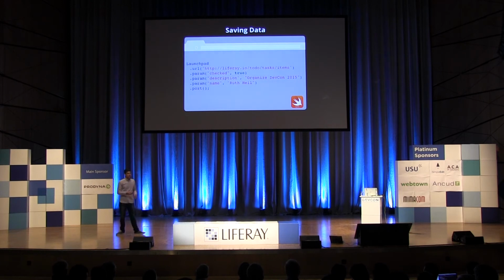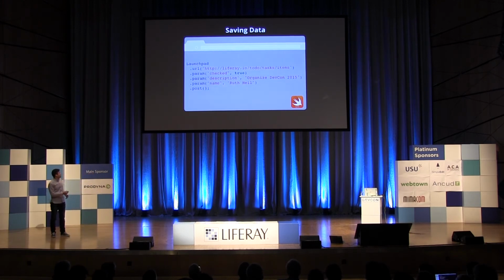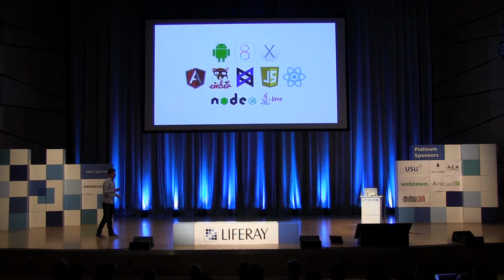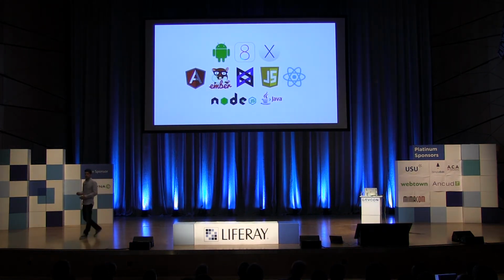After you are authenticated, in this example, we use Swift to describe. So you can call Launchpad, the URL. You can specify the parameters like a form. You are passing checked true, description, name. You are passing this very quickly, and then you say .post or .put, .patch. So the API is very fluent. And we intend to support many other technologies. Currently, we support JavaScript, Java, and Swift.